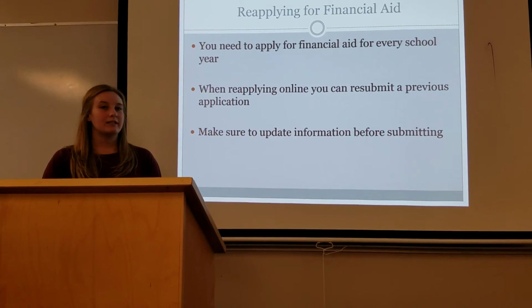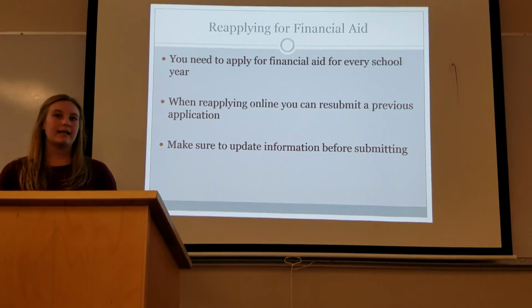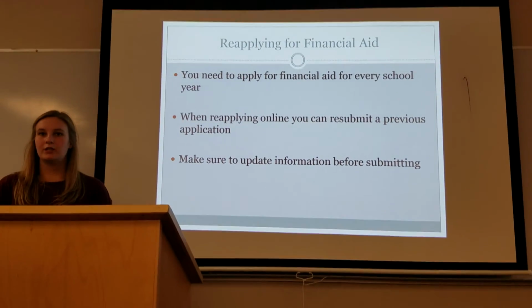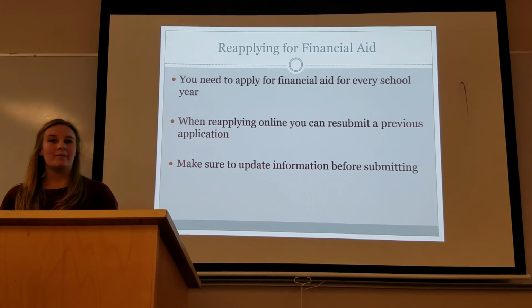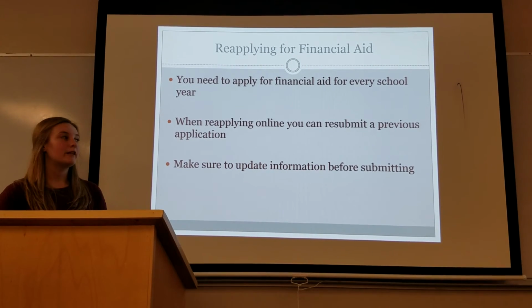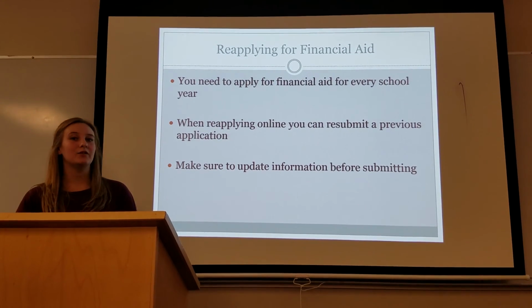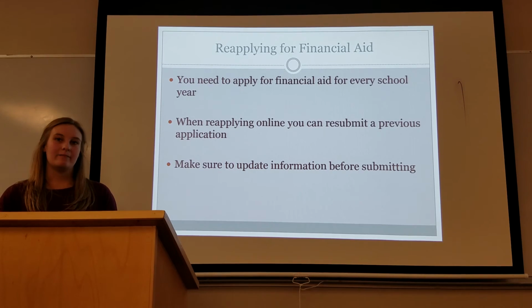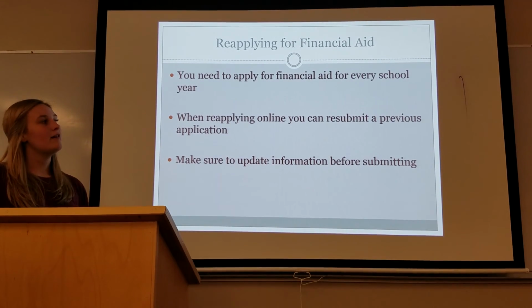You'll pick the most recent one, and you'll go through and make sure all of your information is still the same. If you've moved, you'll change your address, things like that. You'll just make sure it's all the same. You'll also have to update your tax information. Once you go through and update this new application, you can submit it. You won't have to redo a whole application. You'll just resubmit the updated one.